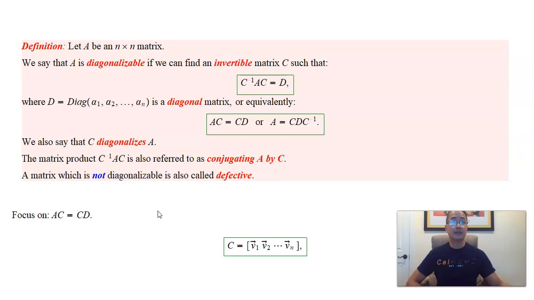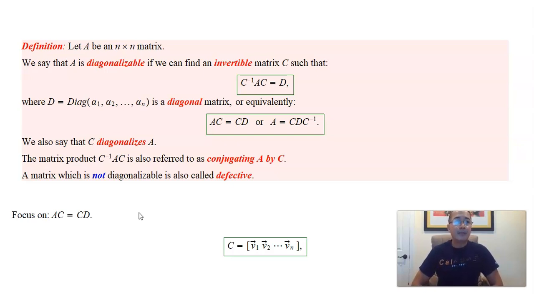If a matrix is not diagonalizable, we call it a defective matrix. From the sound of it, being diagonalizable looks like a desirable characteristic. We don't like being defective, right? Okay, so how are we going to go about deciding if we can diagonalize a matrix A? The key here is to focus on the second equation, A times C is C times D. Just keep in mind that C has to be an invertible matrix.